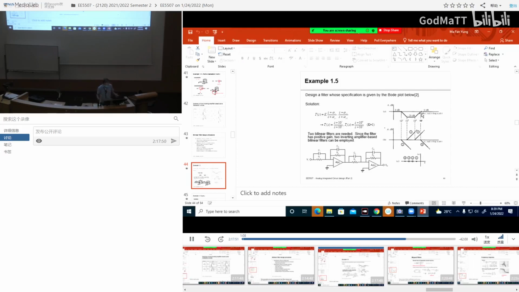we say, okay, what do we know? 2 zeros, 2 poles. We know each bilinear gives me 1 zero, 1 pole. That means if I put two bilinears together, I should get this, 2 bilinears, 2 zeros, 2 poles. So I just put one bilinear here, one bilinear here. So I can use two inverting bilinear filters.